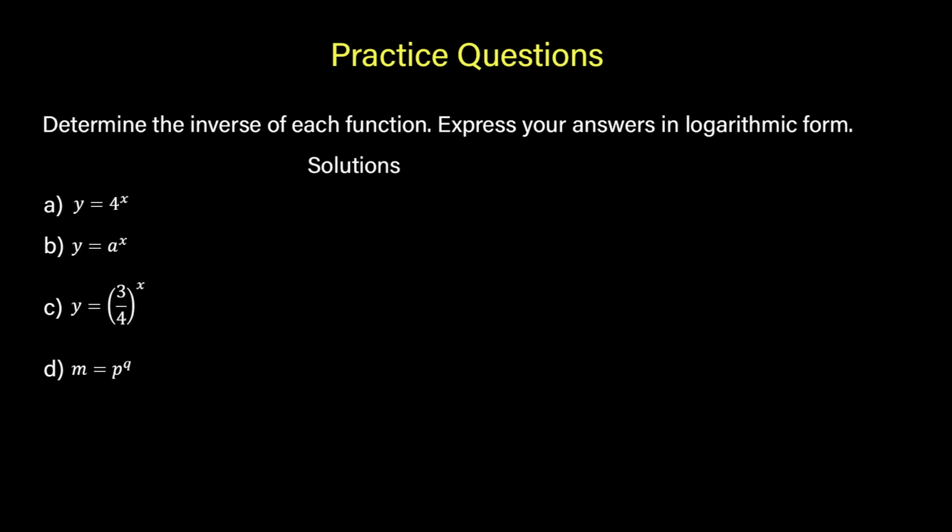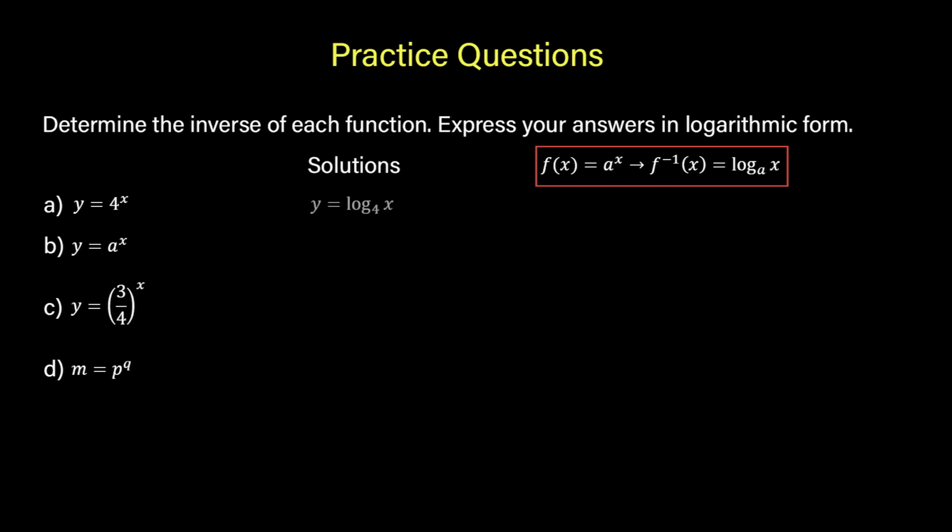Solutions. Recall that the general formula for the inverse function of the exponential function is as follows. If f of x equals a to the power x, then the inverse function is log of x to the base of a. A. The inverse function is y equals log of x to the base 4. B. The inverse function is y equals log of x to the base a. C. The inverse function is y equals log of x to the base 3/4. D. The inverse function is m equals log of q to the base p.